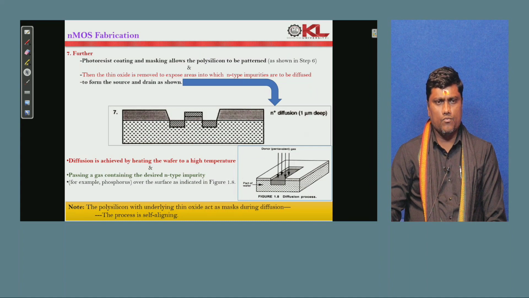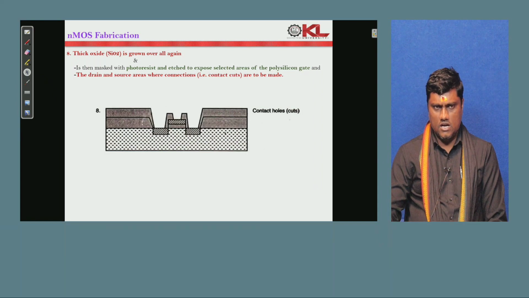In the seventh step, we use photoresist coating and a mask, which will allow the polysilicon to be patterned, and in this way we form the diffusions to form the source and the drain, as shown here. The diffusion is achieved by heating the wafer to a very high temperature and passing a gas containing the desired n type impurities, which will be phosphorus kind of materials. And the thick oxide, that is the silicon oxide, is grown all over the surface.